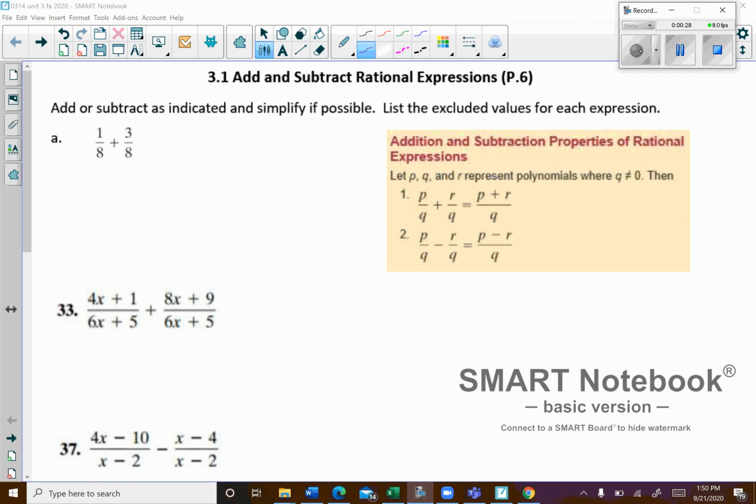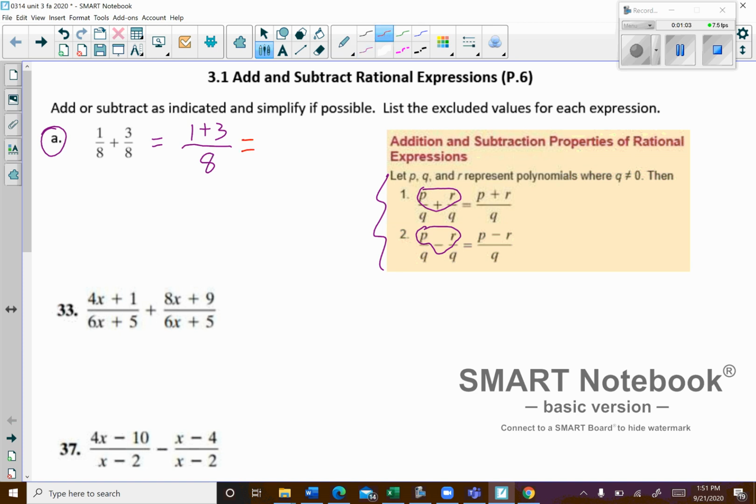Okay, so my first problem, problem A, we've done problems like this before in Unit 1. We're just reviewing: how do I add or subtract fractions? What you have to do is have a common denominator. If you have a common denominator, then you can bring it together as a single fraction. You just complete the operation with the numerators, whether it's addition or subtraction. So this will become 1 plus 3 over my common denominator 8.